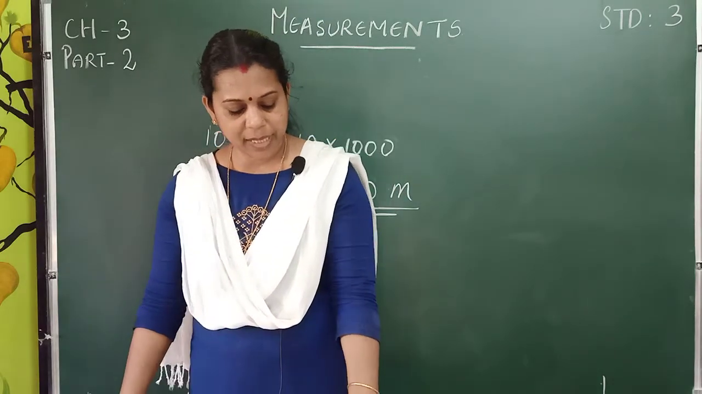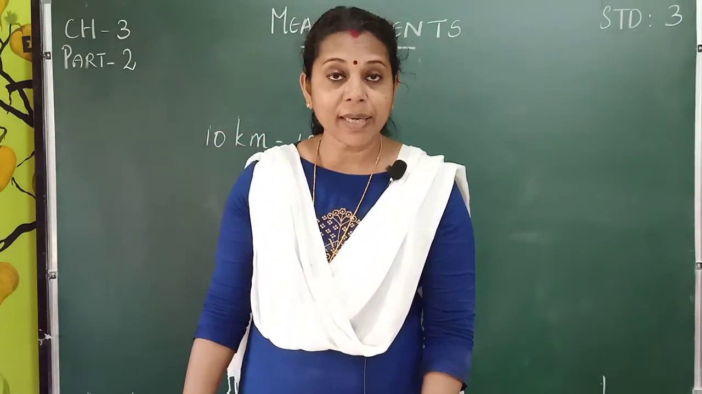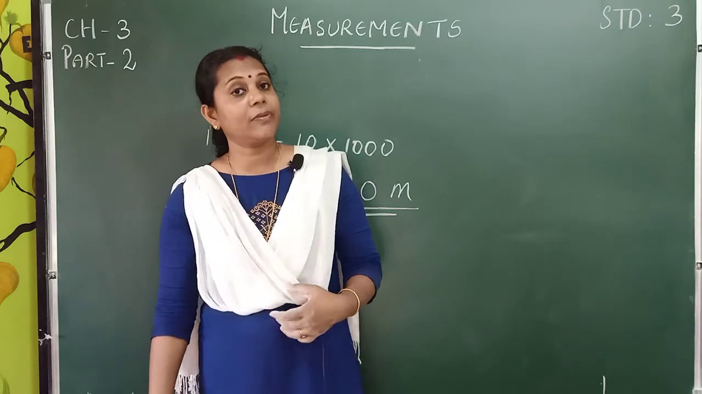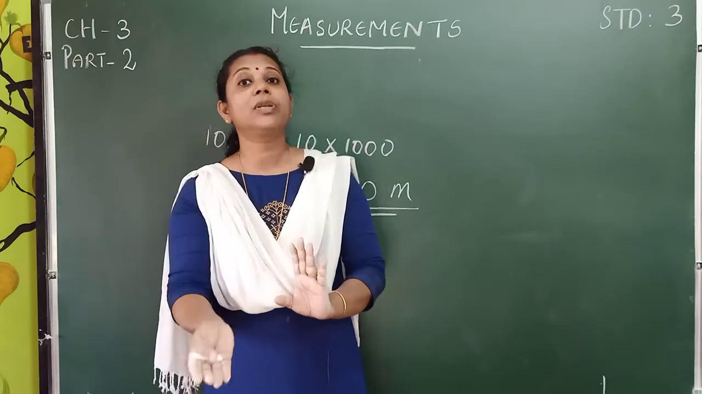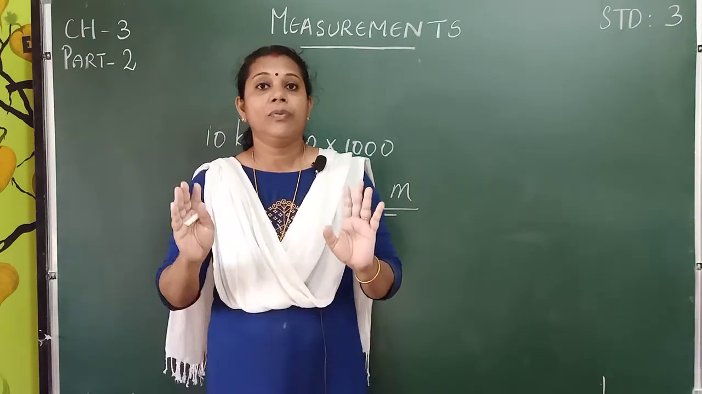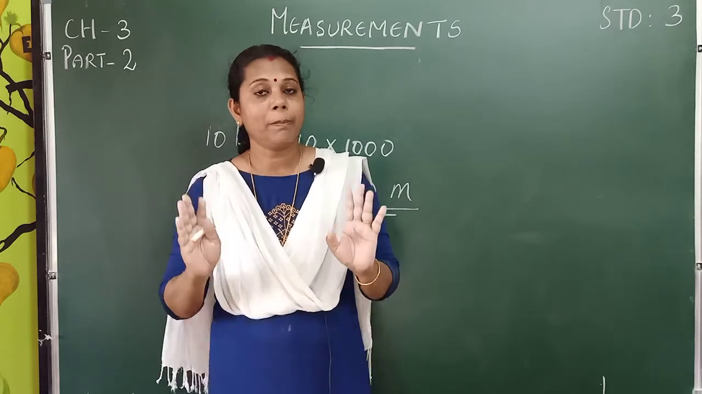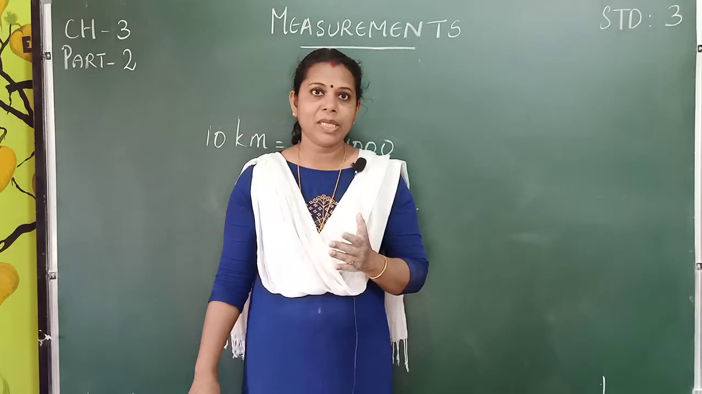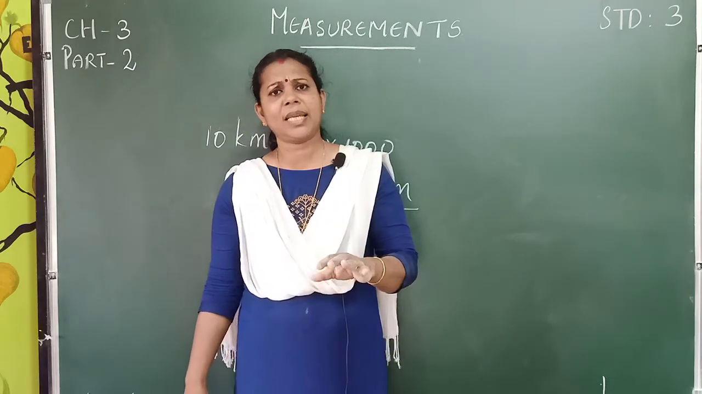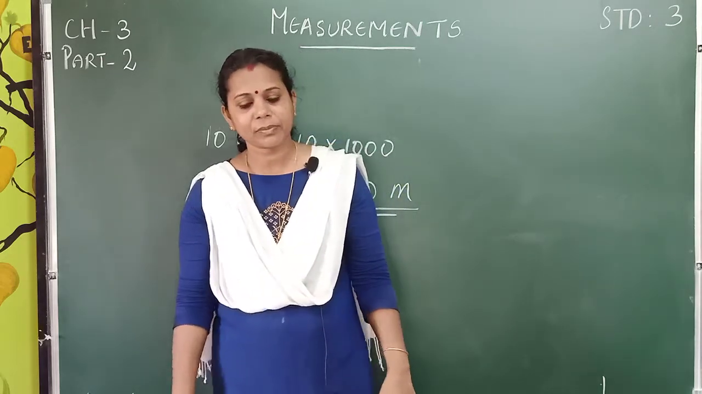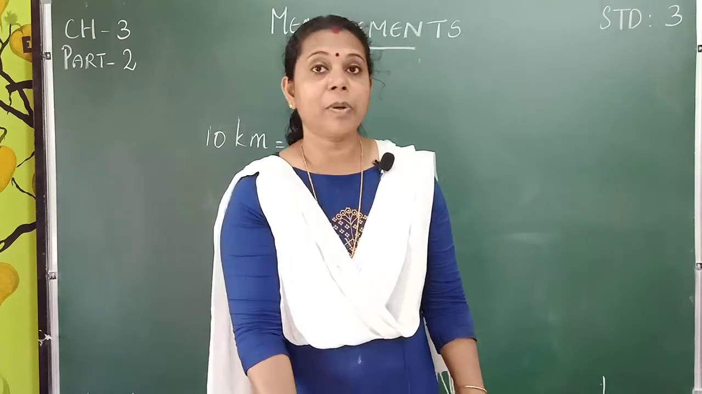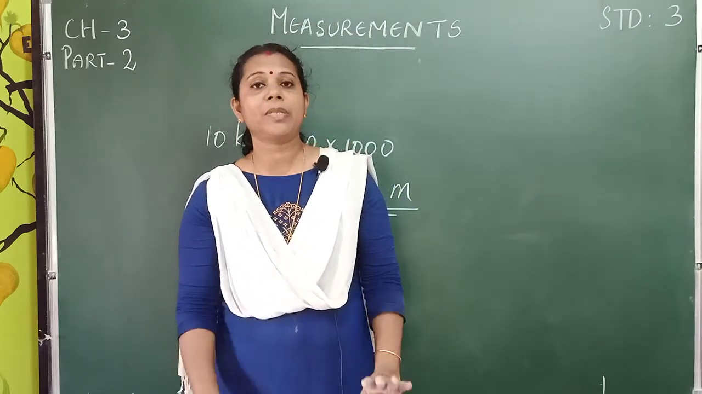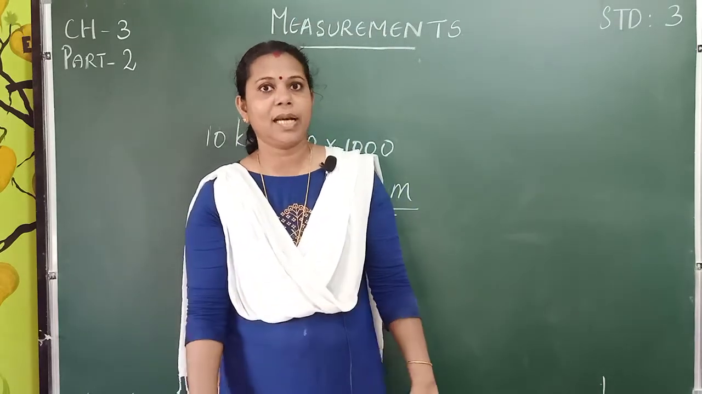Now we move to another problem. 45 kilometers. What is 45 kilometers in meter? 45 into 1000, 45,000 meters. Okay, so this section, the conversion of kilometer to meter, is a very interesting and very easy section. The remaining problems in the textbook, you do in your textbook itself.